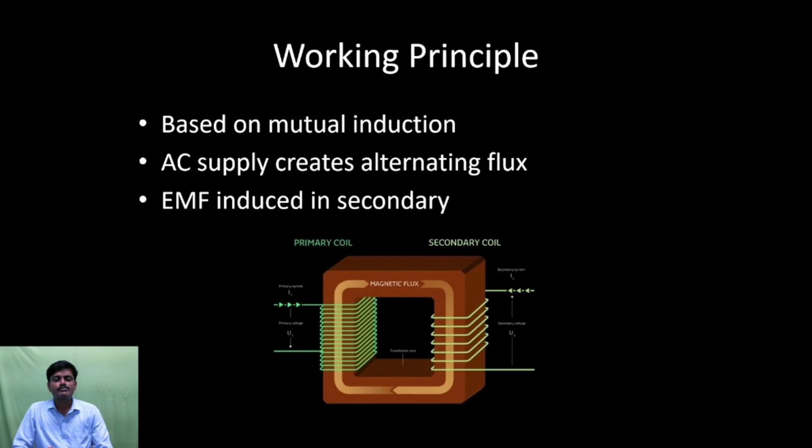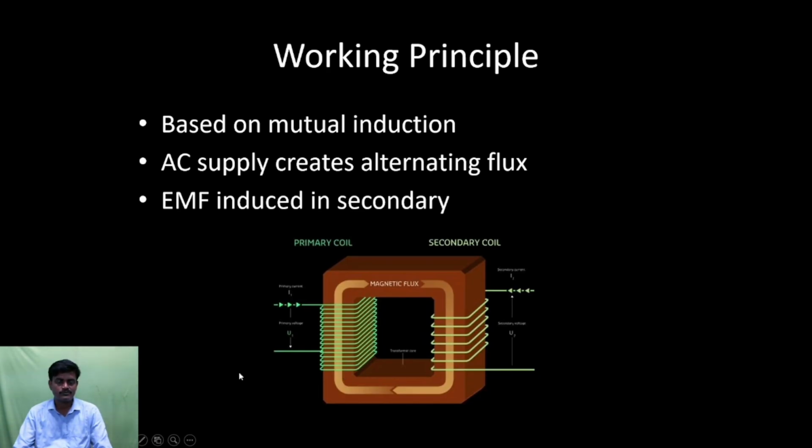Then what is the working principle? Earlier I said that it will work by means of mutual induction. So what is mutual induction actually? Suppose I am having the coil. If I pass the current, what will happen? Around the conductor I am having the flux lines. If I pass the current through the conductor, we are having the flux lines around the conductor.